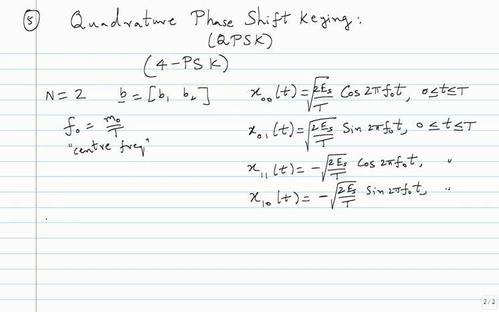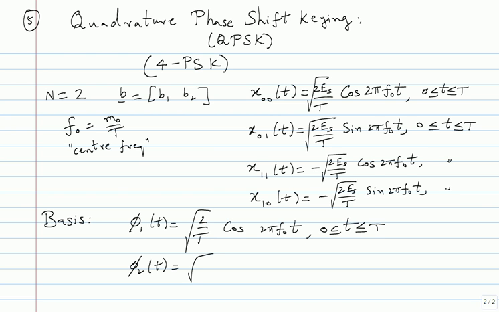Okay, so if you do Gram-Schmidt, the basis are phi 1(t), it should be root(2 by T) cos 2 pi f naught t. Okay, of course, once again between 0 and T, and phi 2 is root(2 by T) sine 2 pi f naught t between 0 and T. Okay, so you get two bases, and in terms of the bases, every signal now becomes a two-dimensional point, right? So your signal space is two-dimensional.